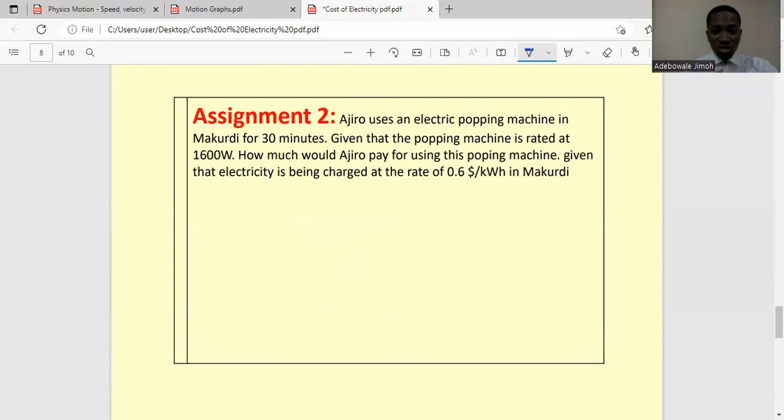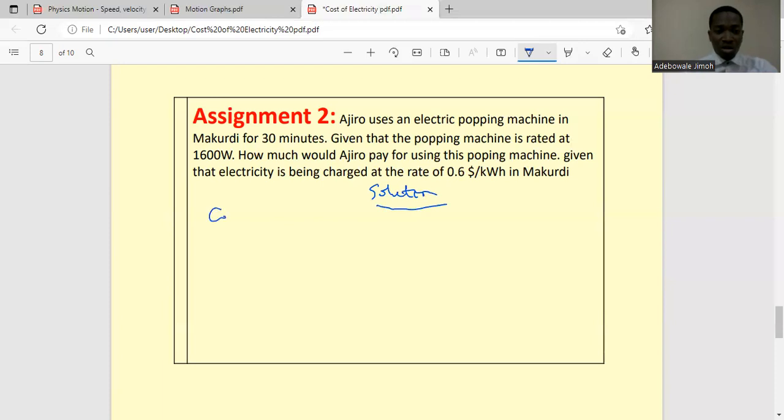A gyro uses an electric pumping machine in Makurdi for 30 minutes. Given that the pumping machine is rated 1,600 watts, how much would a gyro pay for using this pumping machine, given that electricity is being charged at the rate of $0.6 per kilowatt hour in Makurdi? The procedure is the same thing.